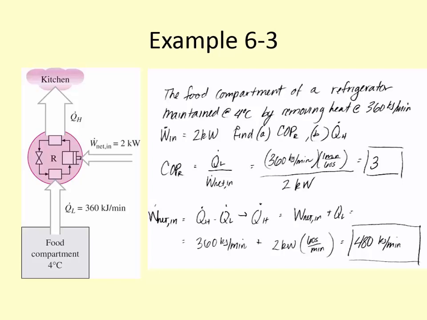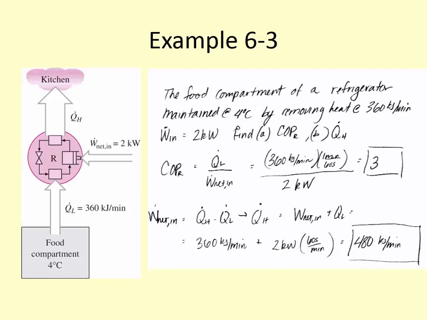It's not like efficiency because we're not converting heat to work. We're converting work to heat. So we can do that. We obtain some heat from the environment plus the amount of heat work we put into the system. Okay, so work net in is 2 kilowatts. We want to find Q dot H. So what's the relationship between QH, QL, and work in?